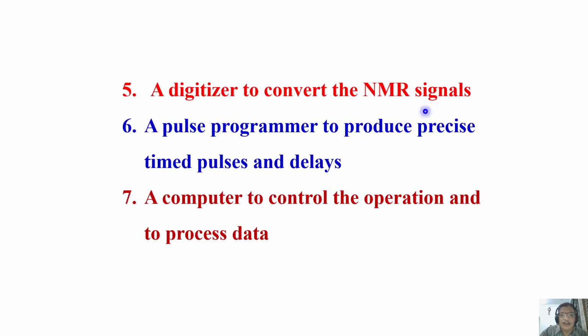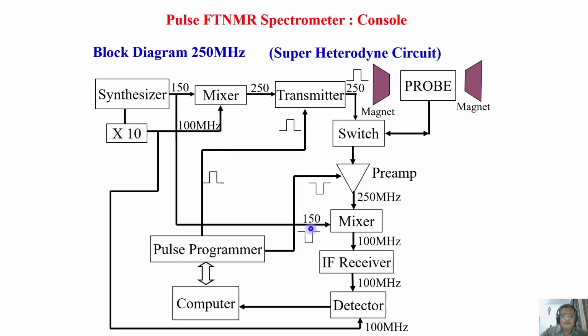And then afterwards, we need to have an analog to digital converter, and a pulse programmer to do the job of all those things. We need to precisely time the delay of the pulses, angle of the pulses, phase of the pulses. Everything we need to precisely monitor and manage, up to nanoseconds, up to microseconds. So we require a very good pulse programmer. And of course, for all this operation to control and manipulate, you need a sophisticated computer which does the job of operation and processing of the data. So this is how the pulse FTNMR spectrometer console works.